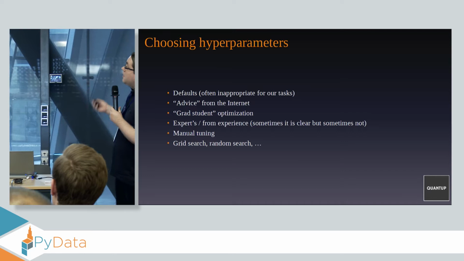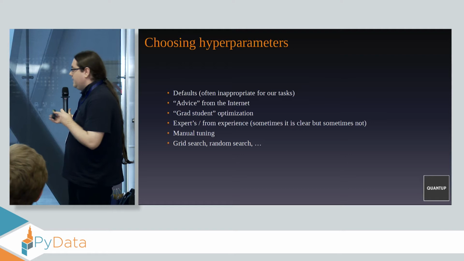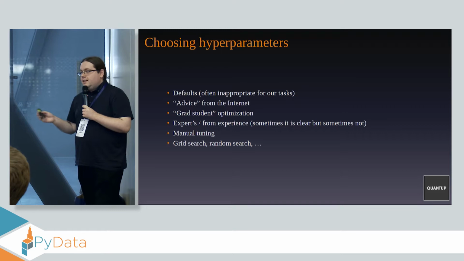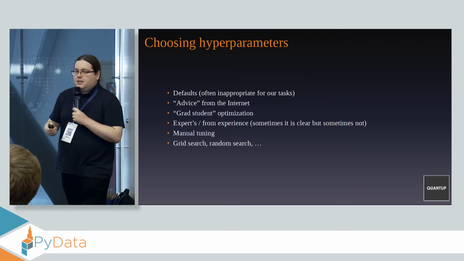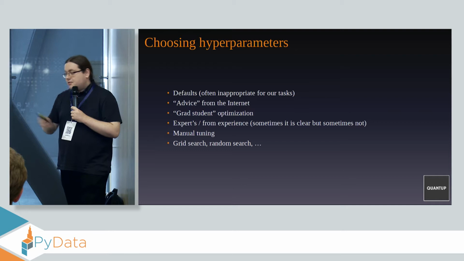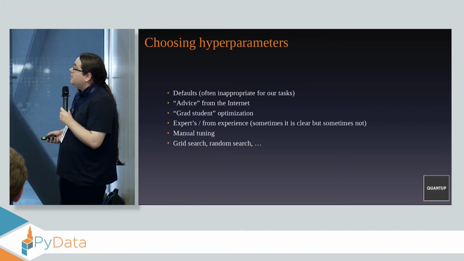The defaults are usually not that good for our particular tasks. We can take some advice from the internet. For example, if we observe that our neural network stops learning, we often see advice on the internet to adjust the learning rate, upwards, downwards, whatever the suggester thinks will be okay.